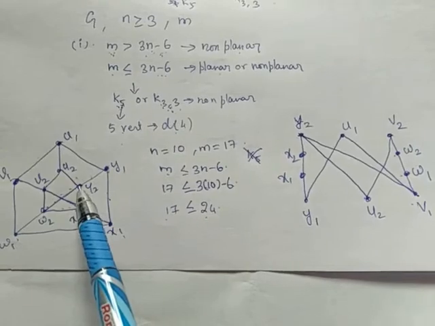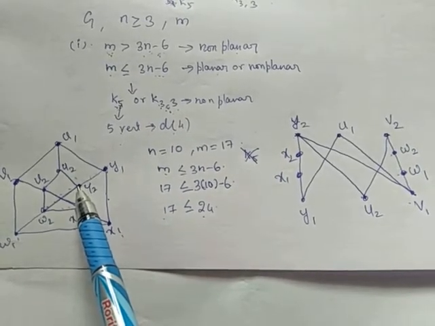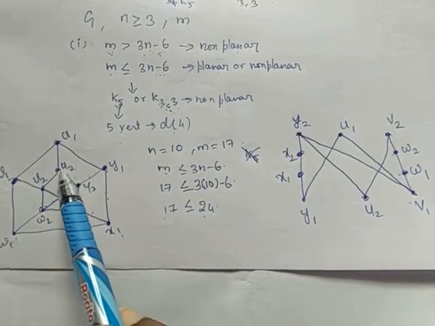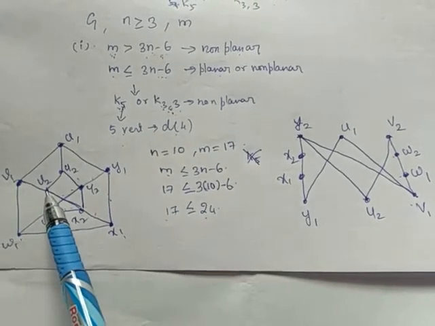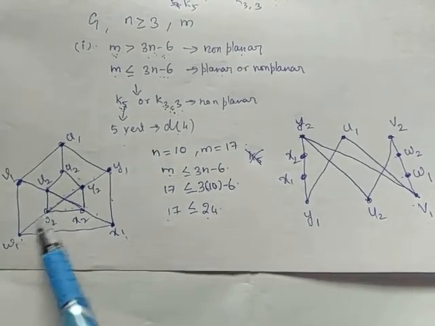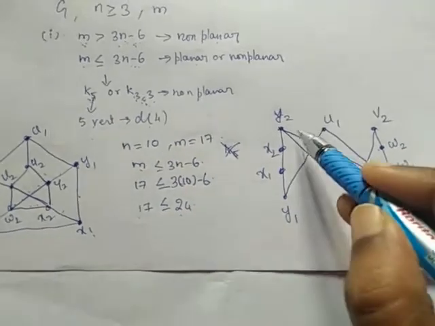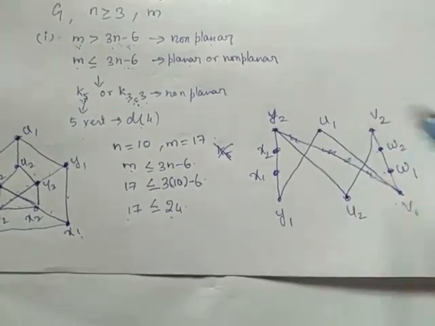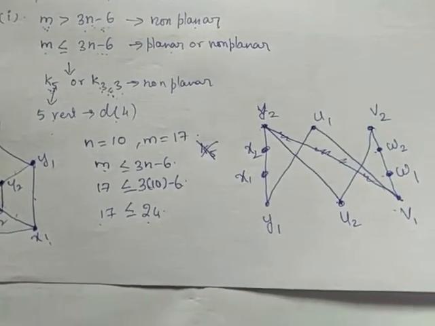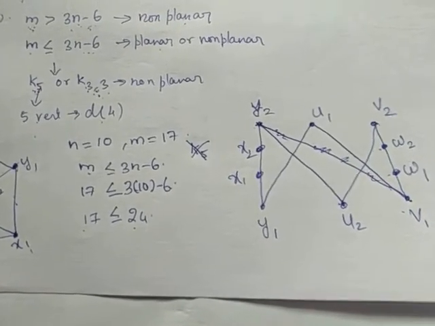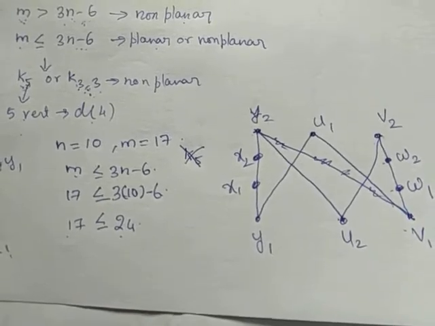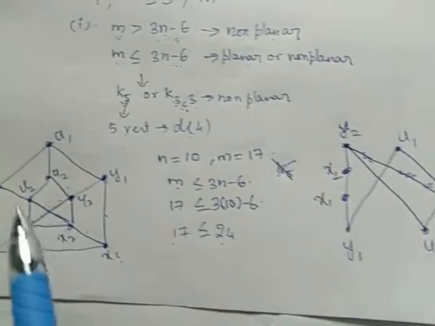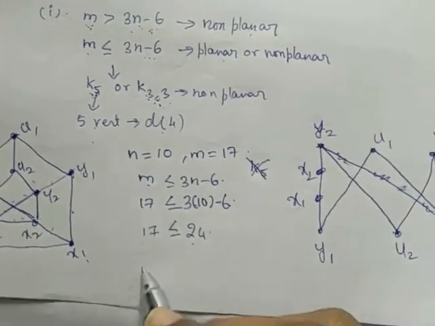Same thing here also, Y2 is connected to U2, V2, W2, W1, V1. We don't have this edge. So we are having this, which is a subdivision of K3,3. Therefore, in this case, this given graph G is non-planar.